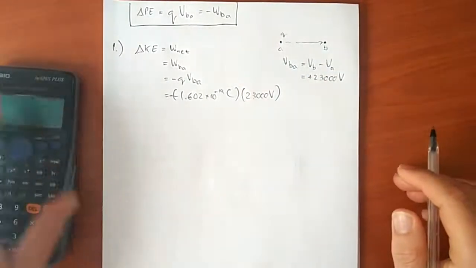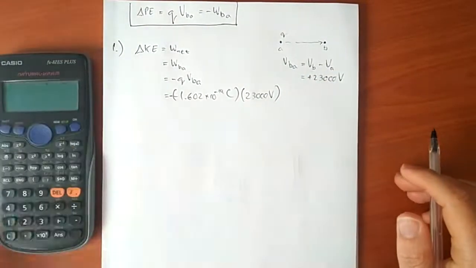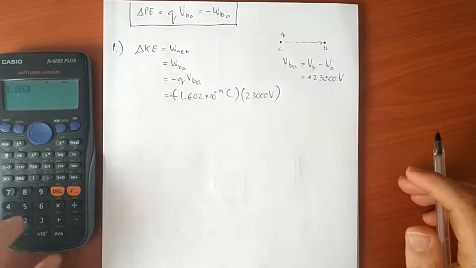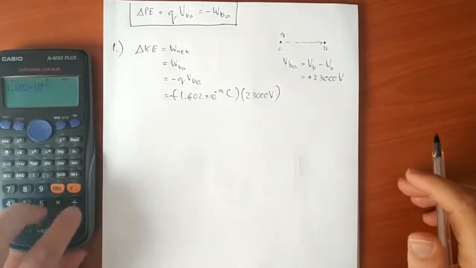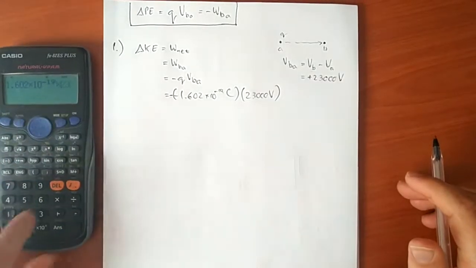Okay, so let's calculate that. So 1.602 times 10 to the minus 19 times 23.